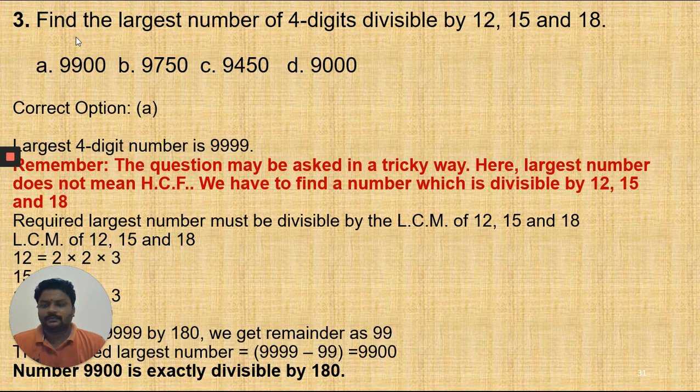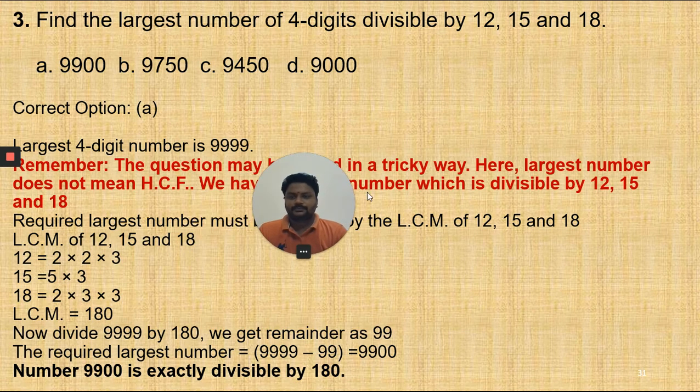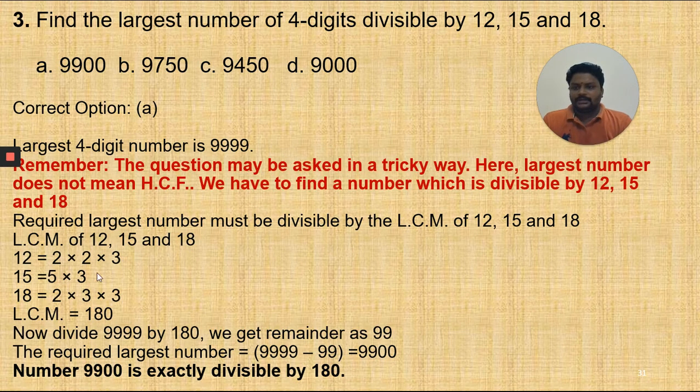Problem: find the largest number divisible by 12, 15, and 18. Giving four options. How to solve? The required largest number must be divisible by the LCM of 12, 15, and 18. So, the LCM of 12, 15, 18.